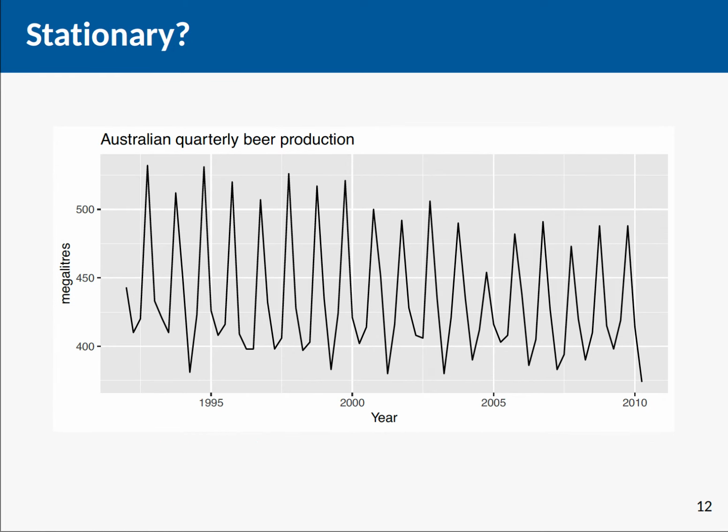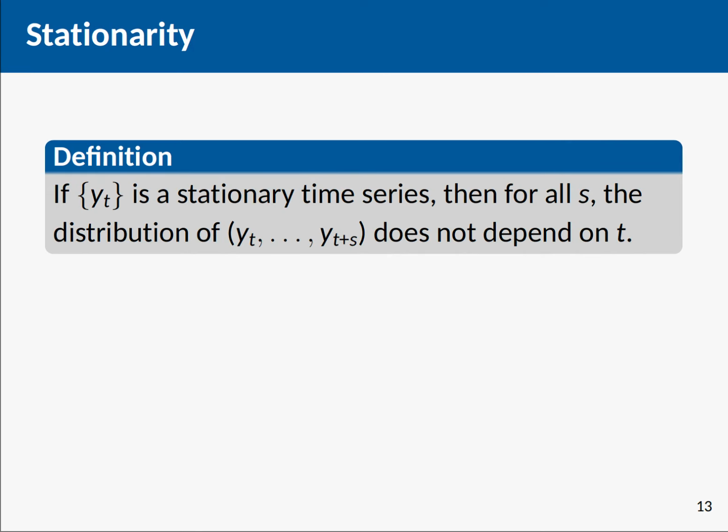Finally, we have Australian quarterly beer production, which is showing you a very, very strong seasonal pattern. So again, this is not stationary.